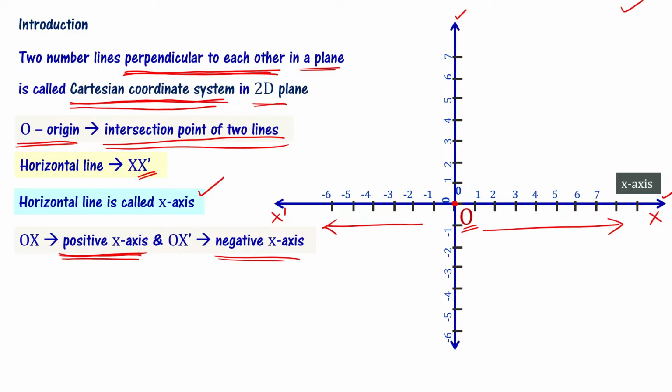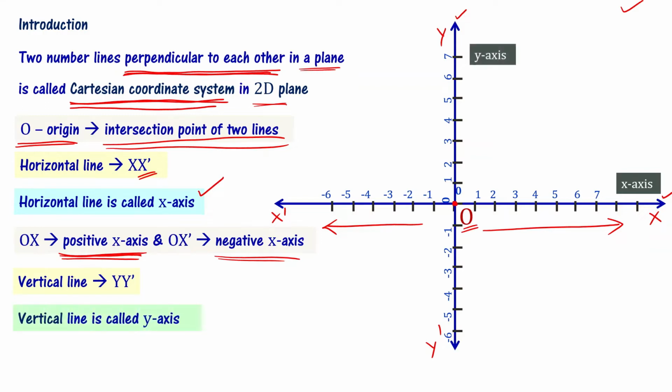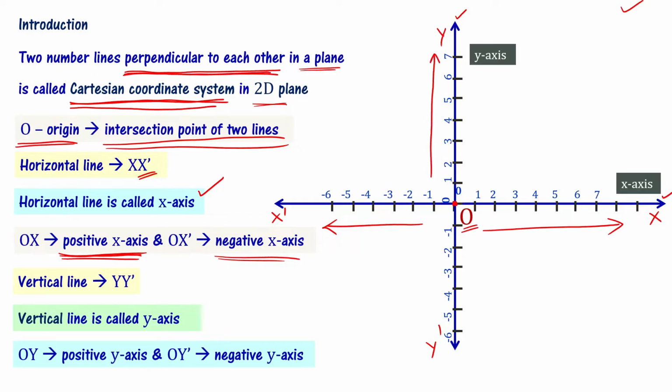Please note this. This is very, very important to note. Let me call this vertical line as y prime or y dash. This vertical line is also called y-axis. Please note this. This vertical line is called y-axis. And as we said earlier, positive side O to y is positive y-axis and OY prime or OY dash is negative y-axis. Note the terminology so that it will be easy for you to remember.